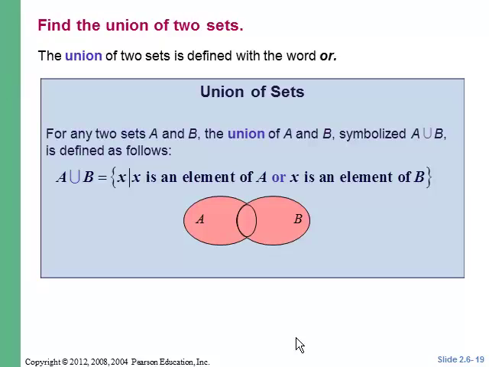The union is symbolized by A union B, and it's a set of all x such that x is an element of A or B. And the thing that's important is you only list them one time.